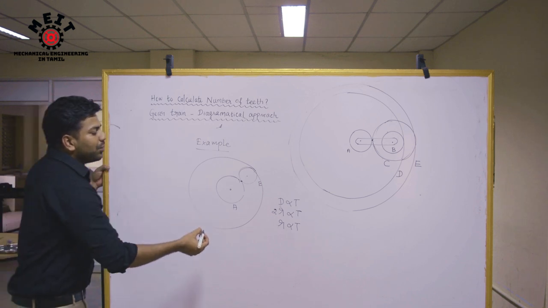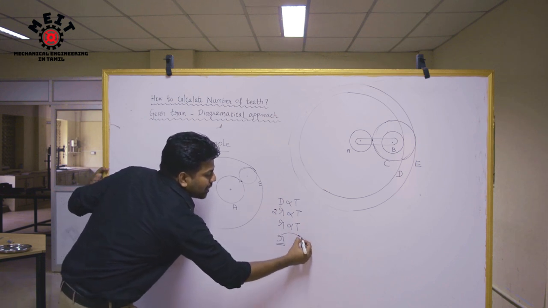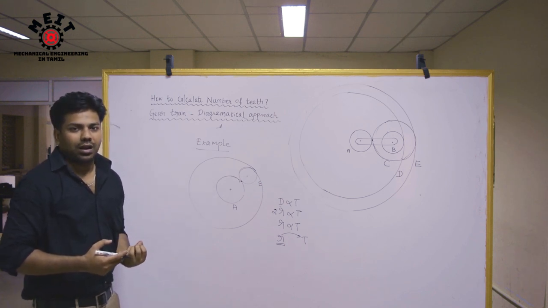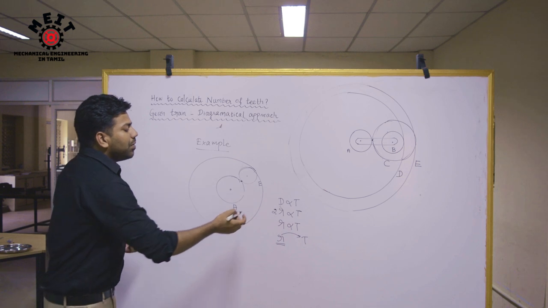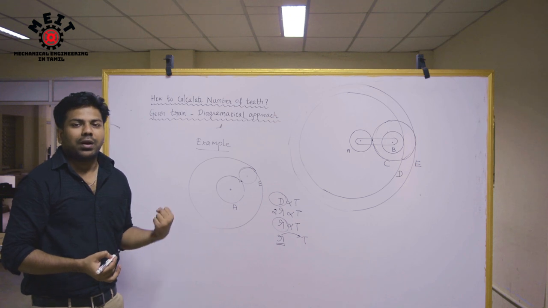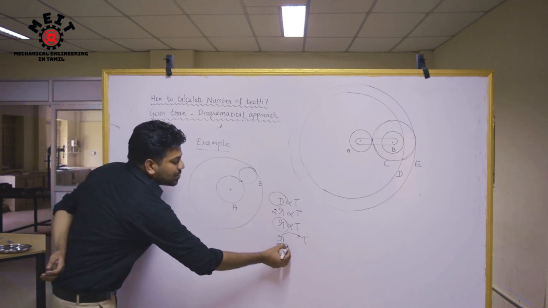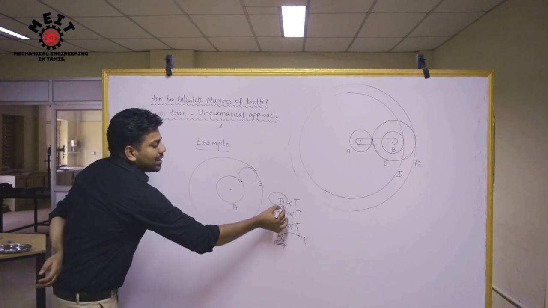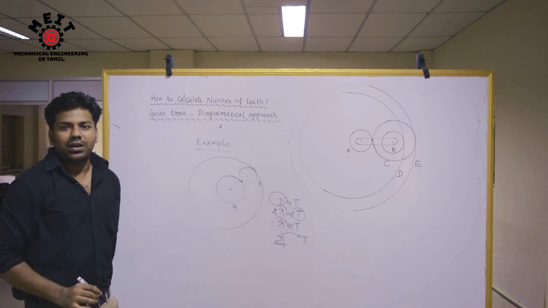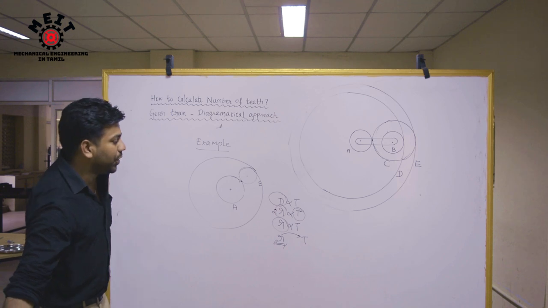So if we can form the equation in terms of radius, we can convert it into an equation in terms of number of teeth. Since diameter and number of teeth are directly proportional, by using the diagram we can form the equation using diameter or radius. If we form the equation in terms of radius, and we know that radius and number of teeth are directly proportional, we can convert it into the equation for number of teeth.